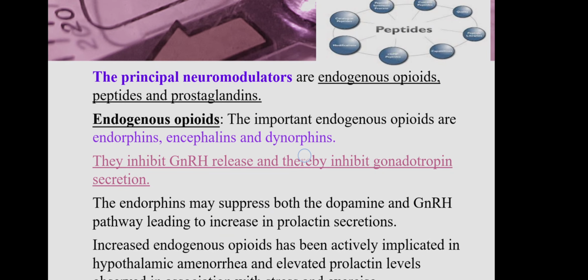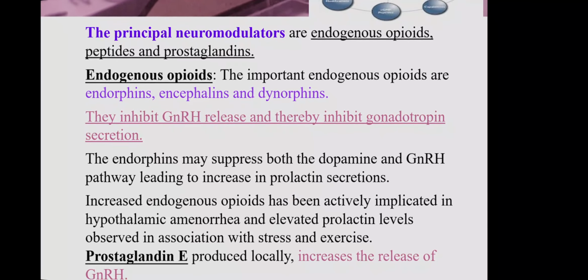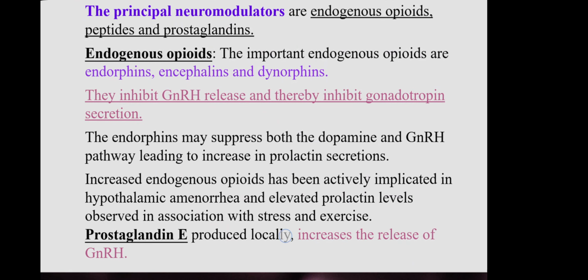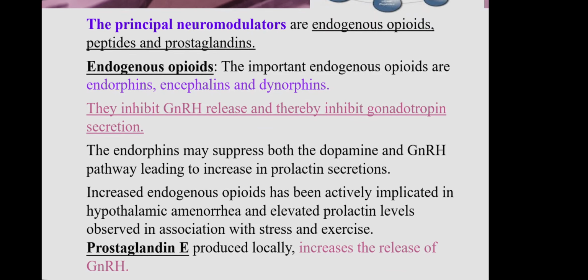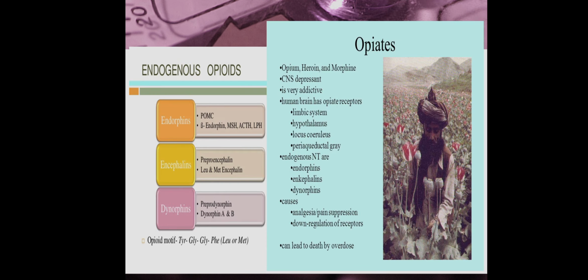Coming to the prostaglandins, the endogenous opioids are over. They have the negative effect, whereas the prostaglandin E produced locally increases the release of GnRH. So prostaglandins increase the release of GnRH. Now coming to the peptides.